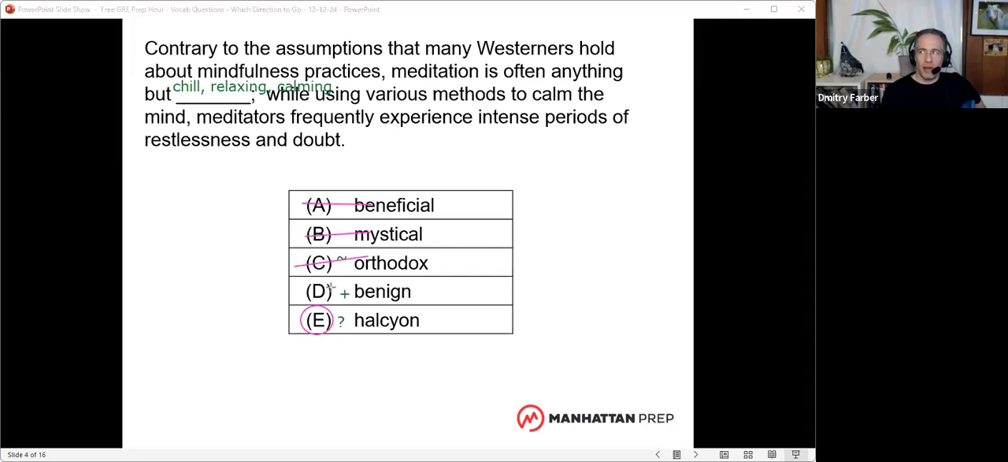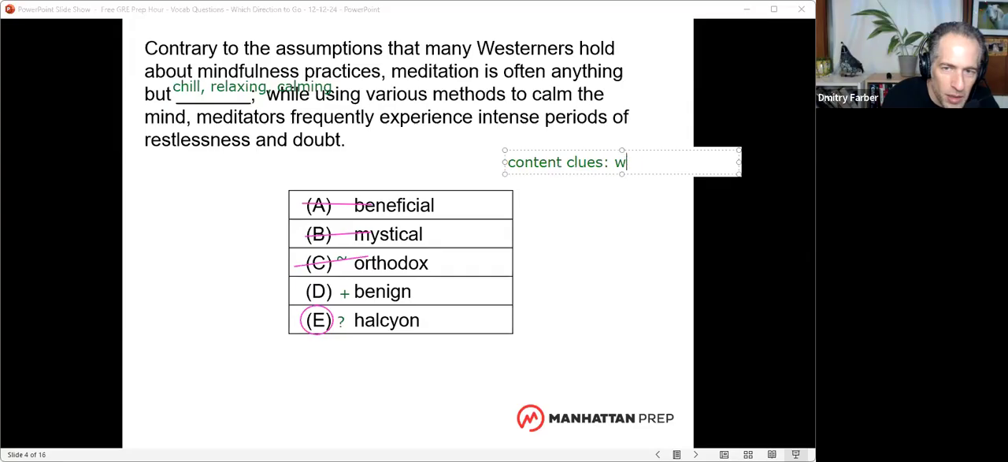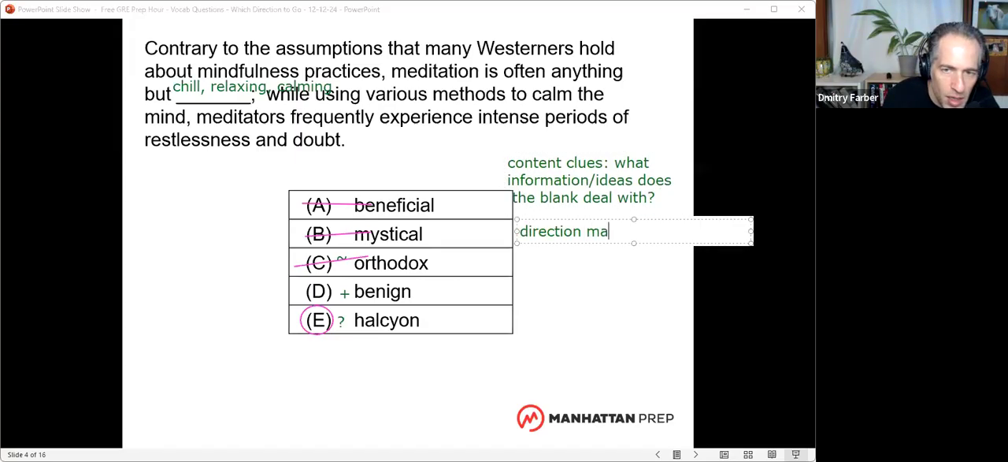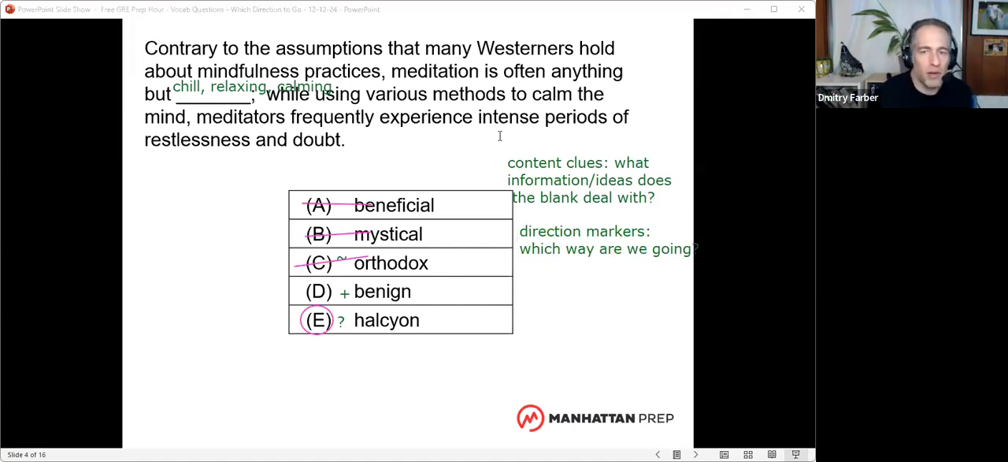So a couple of things we want to think about are what are our specific clues? And I distinguish them into two types of clues, right? We have content clues, right? What information or ideas is the blank about? Versus direction markers, which is like which way are we going? And that can be complicated because we can go in more than one direction, and we might have some subtleties.